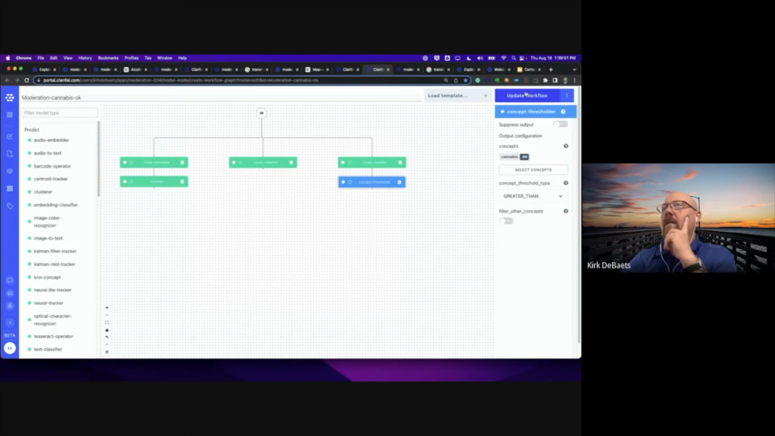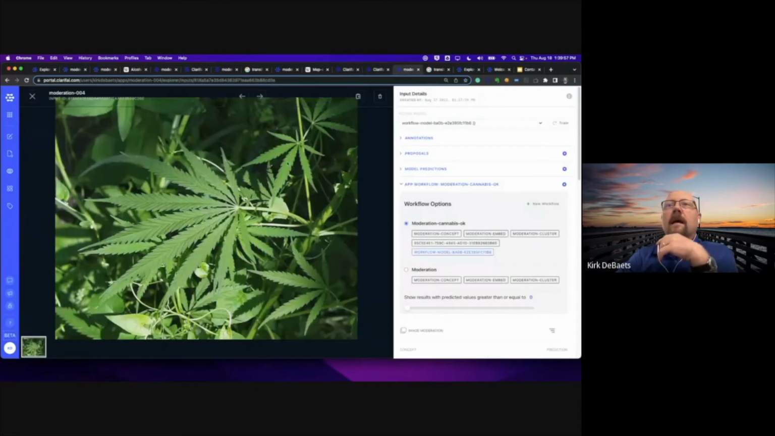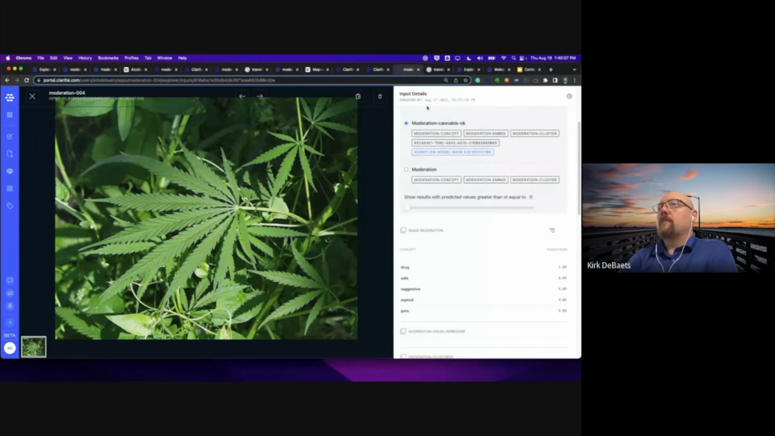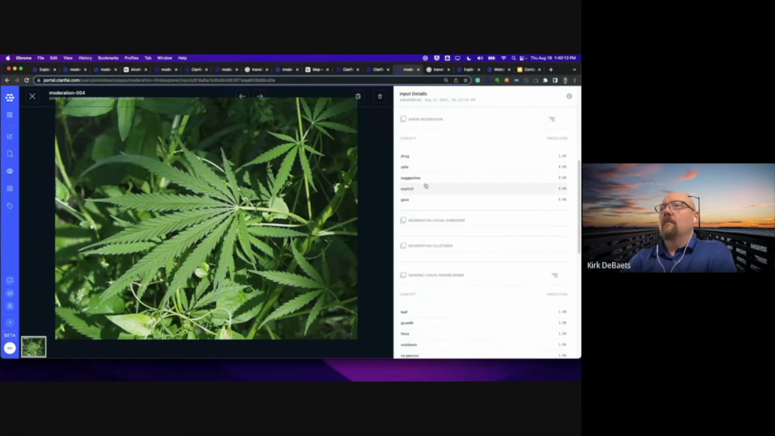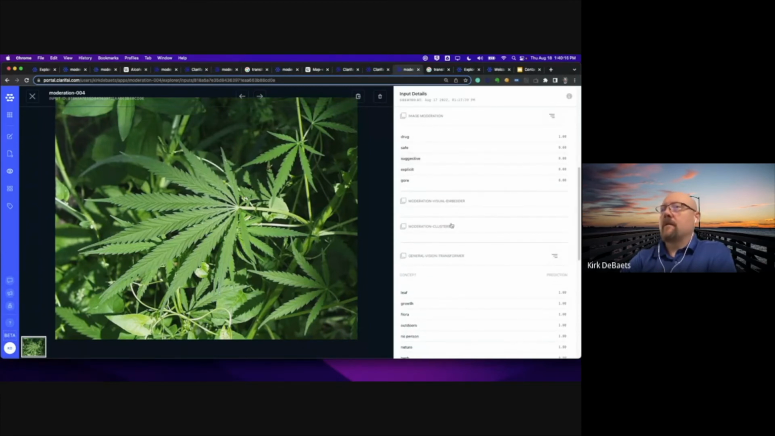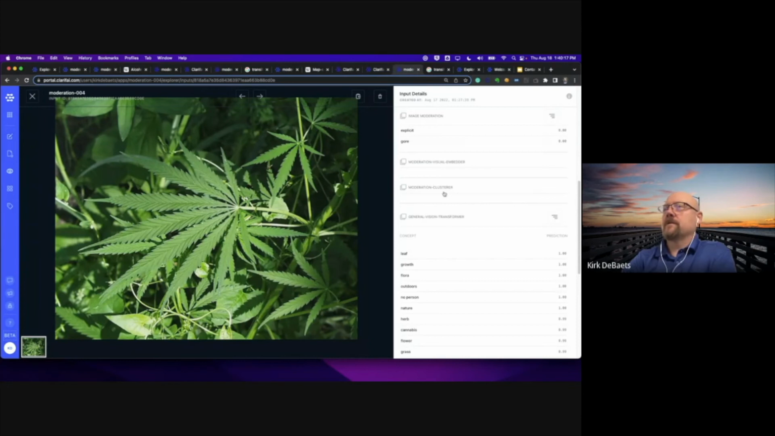Just click OK, and then we can update the workflow at that point, which then allows us to go ahead and look at that cannabis plant again. And we can see here that now we're using that moderation cannabis OK workflow. And it has definitely identified it as a drug, 100%. We see here again the embedder and cluster that we talked about for visual search.